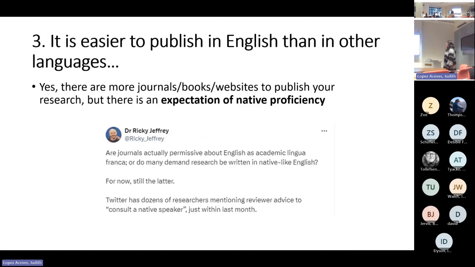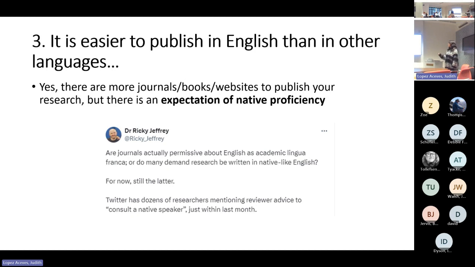Third one, and I think here I'm going to put a lot of gossip in my slides. It is easier to publish in English than in other languages. Yes, there are more journals, books, and websites to publish your research, but there is an expectation of native proficiency.